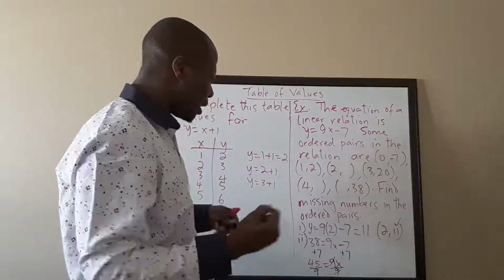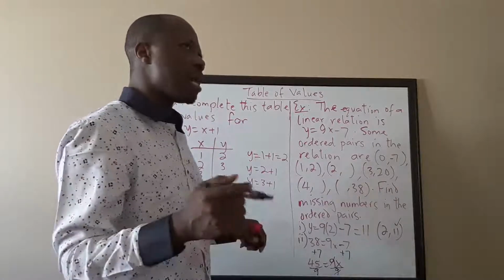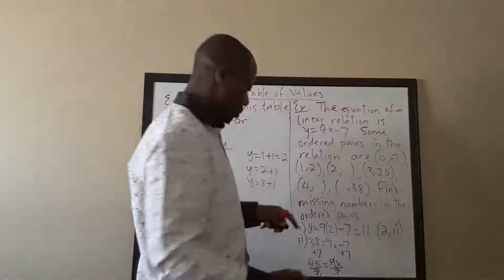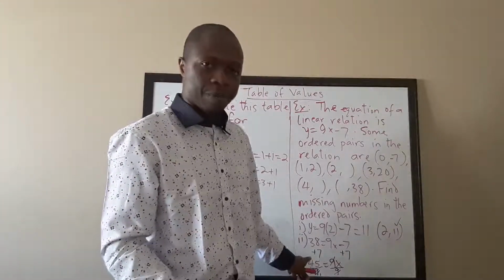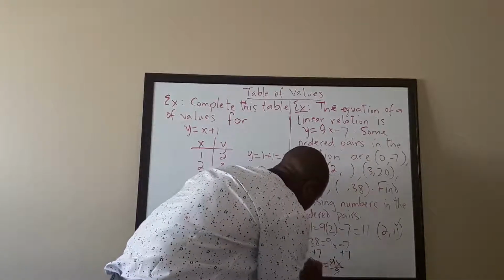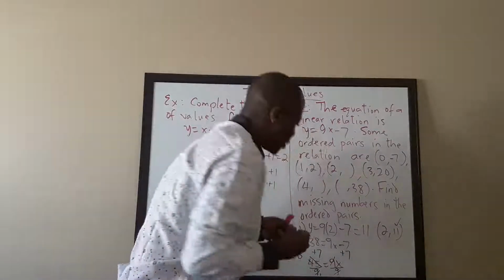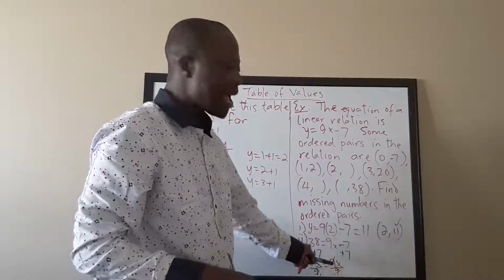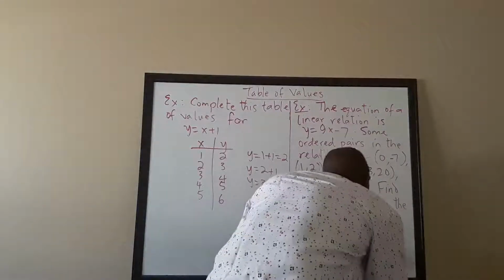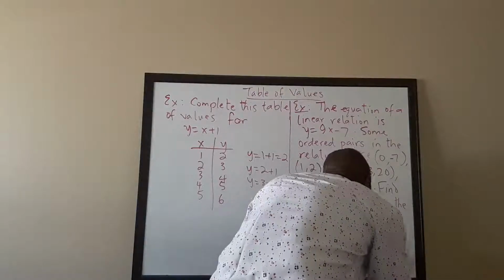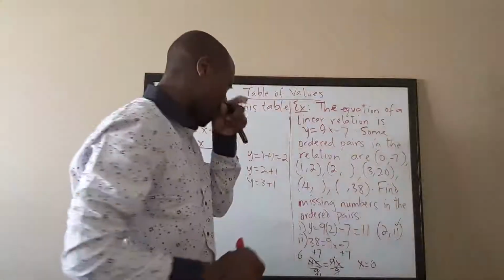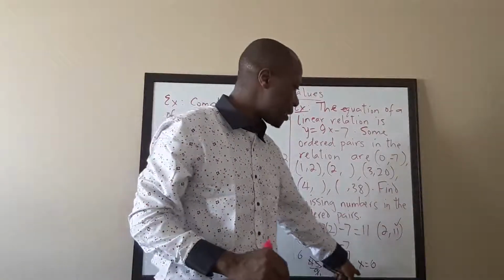So I can say, how many times does 9 go into 9? It is 1 time. How many times does 9 go into 45? It is 6 times. So this is 6 over 1. So x equals 6. So therefore, x equals 6.